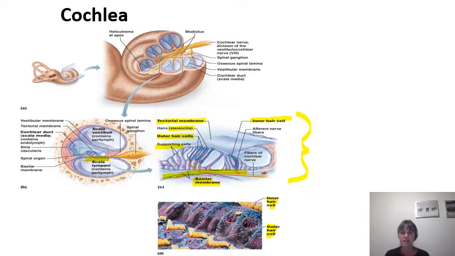So you'll notice that the afferent sensory fibers are attached to the inner hair cells, whereas the outer hair cells actually have efferent fibers going to them to, again, change how the basilar membrane responds to the vibrations.